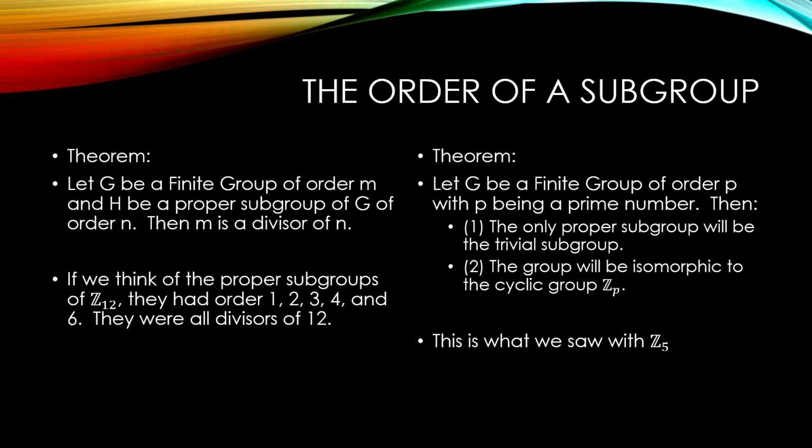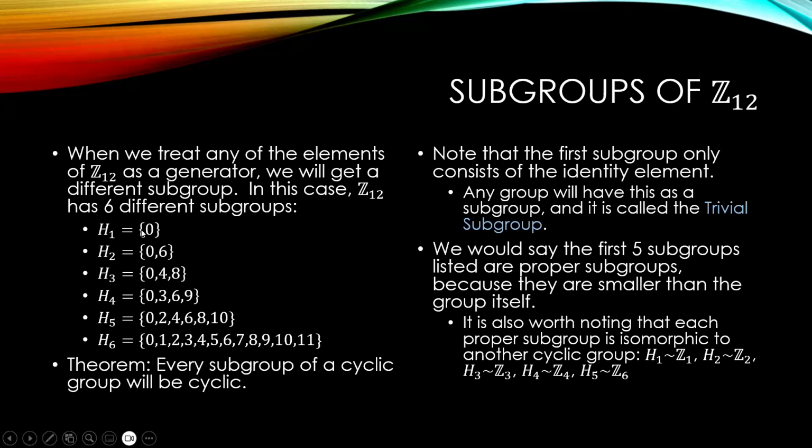Well, here's the theorem. Let G be a finite group of order M, and H be a proper subgroup of G of order N. Then N is a divisor of M. What this is saying is if we think about the proper subgroups of Z12, the orders of those groups were 1, 2, 3, 4, and 6. They were all divisors of 12. We can go back up and look at them. Here we go. This was a group of order 1, this was a group of order 2, a group of order 3, a group of order 4, and a group of order 6. They were all divisors of the order of the group itself.